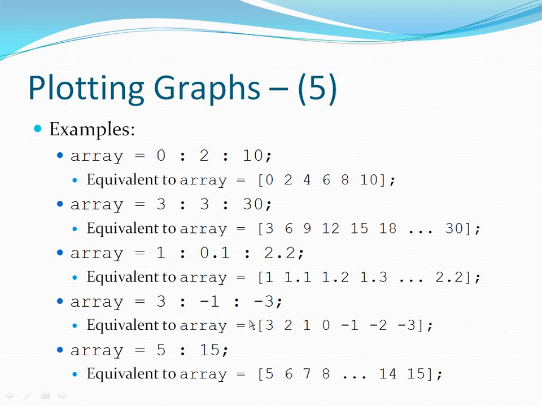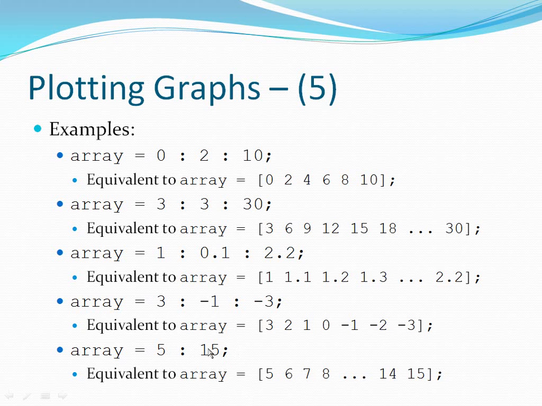And then last but not least, if I wanted to create an array from 5 to 15 in steps of 1, you'll do 5, 6, 7, 8, right? You can either code this manually, or you can do 5 colon 15. So you start from 5, you end at 15, and this is assumed to be in steps of 1.